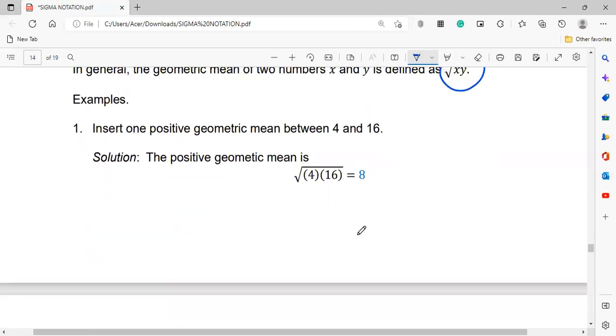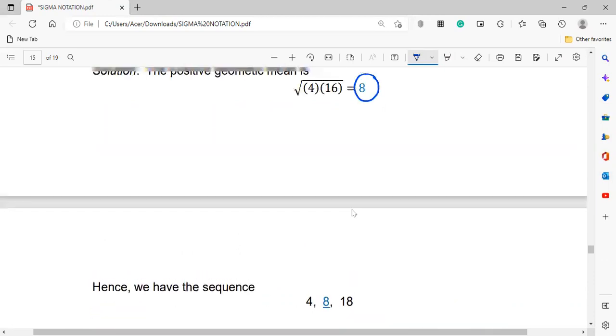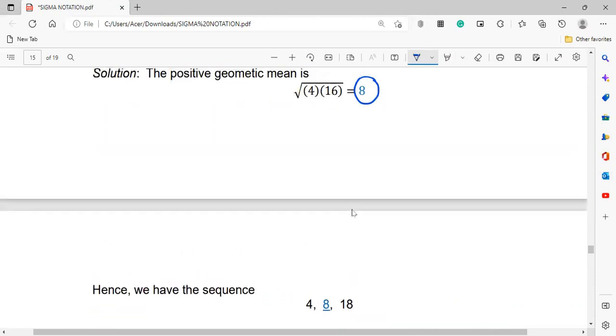So for example, insert one positive geometric mean between 4 and 16. 4 times 16, then get the square root, we have 8. Hence, we have the sequence 4, 8, and 16.